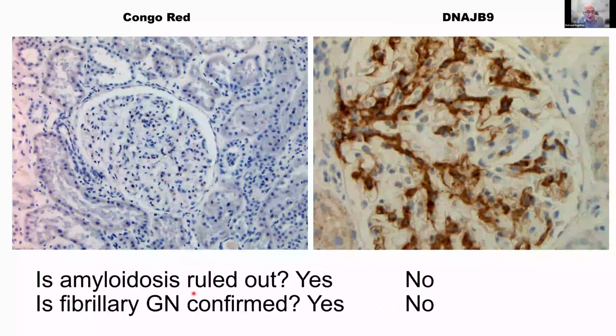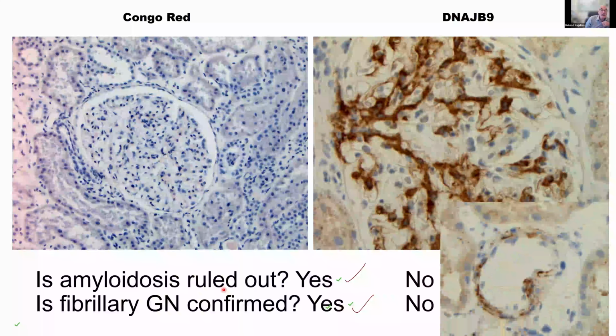Okay, so the questions, please answer the questions below. Is amyloidosis ruled out? Is fibrillary glomerulonephritis confirmed? Congo-Red is negative, amyloid is ruled out, fibrillary glomerulonephritis is confirmed. Okay, I like both of these answers because DNAJB9 is very sensitive and very specific for fibrillary, and Congo-Red is part of the current definition for amyloid. So I like both of those.